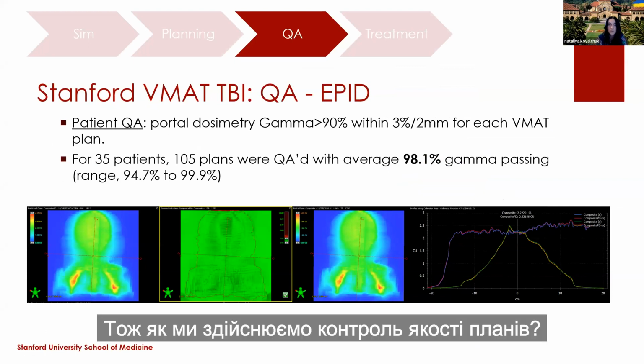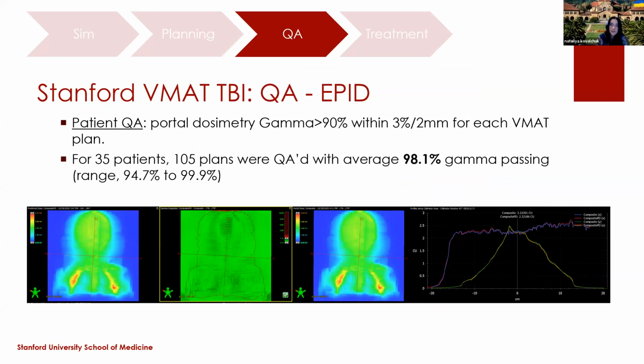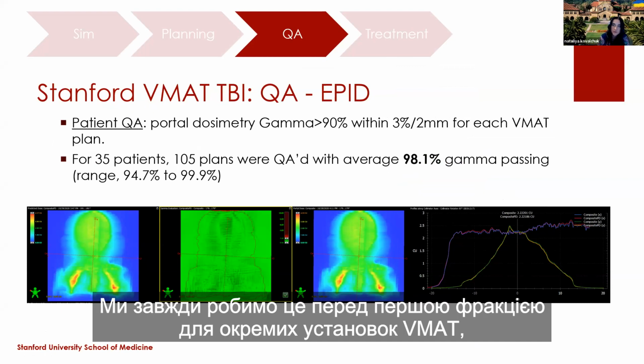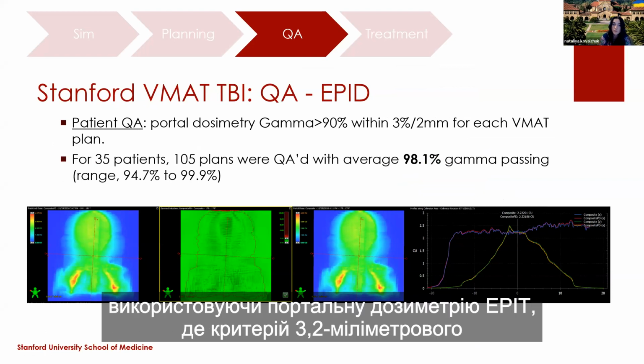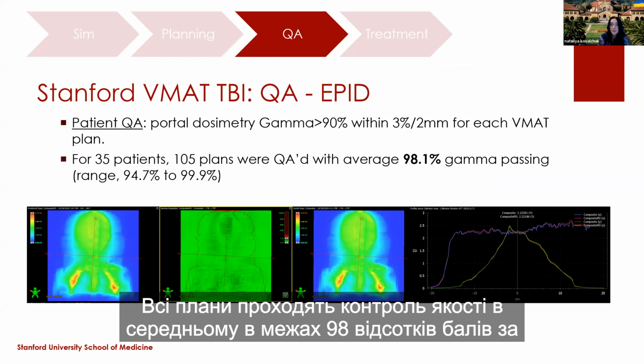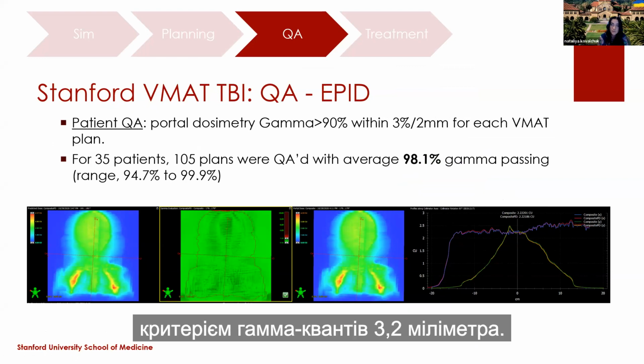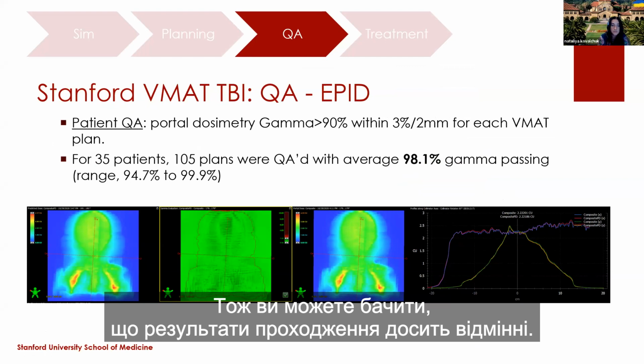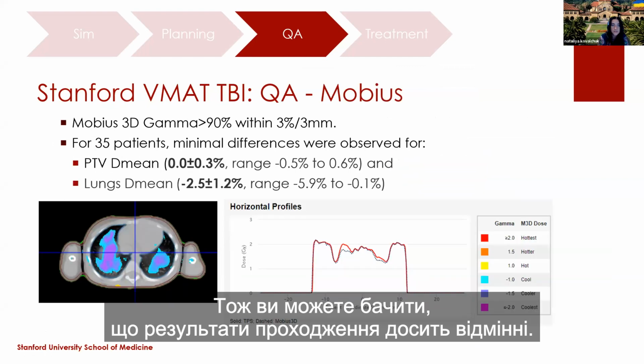So how do we perform the quality assurance for these plans? We always do this before first fraction for individual VMAT plans using portal dosimetry EPID here with 3% 2 millimeter gamma criteria, passing more than 90% of points. All plans pass QA, with an average of approximately 98% of points passing gamma 3% 2 millimeters. So you could see that the passing results are quite excellent.